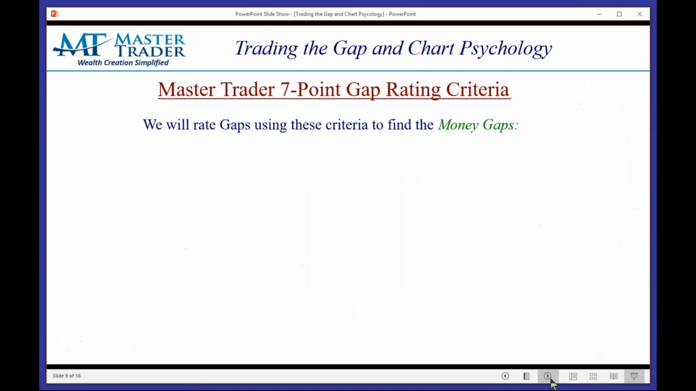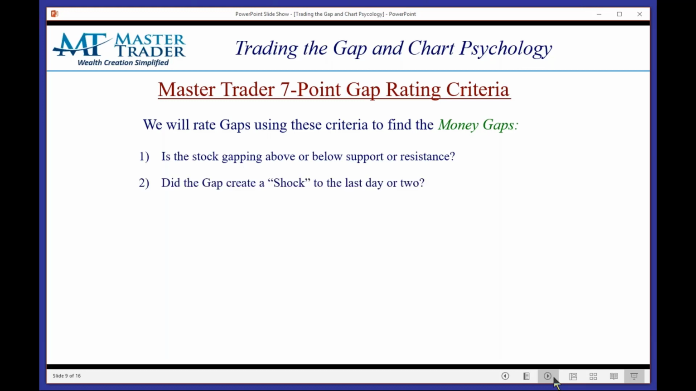Let's move it along here. All right, so I put together 7 points, gap criteria to rate. This one is just absolutely phenomenal. This one is probably a pass. We need to put together a systematic process to do this. So we rate them. Is the stock gapping above or below support or resistance? If it's gapping inside of that, it's a pass. I'm not even going to consider it.